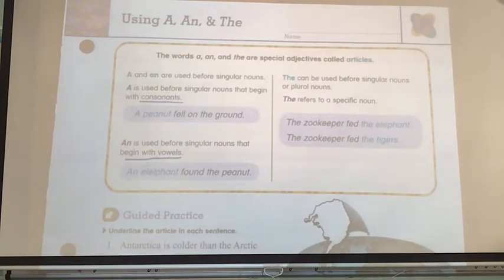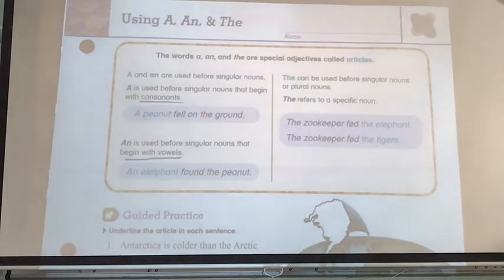I use an before a singular noun that begins with a vowel. So for this one, I have elephant as my noun. So I would say an elephant found the peanut. Now this is one of those things that if I flip this around, it's not going to sound right. I would never say an peanut fell on the ground. You hear that, you automatically say that's not right. And the same thing for elephant. I wouldn't say a elephant found the peanut. It just doesn't quite work.